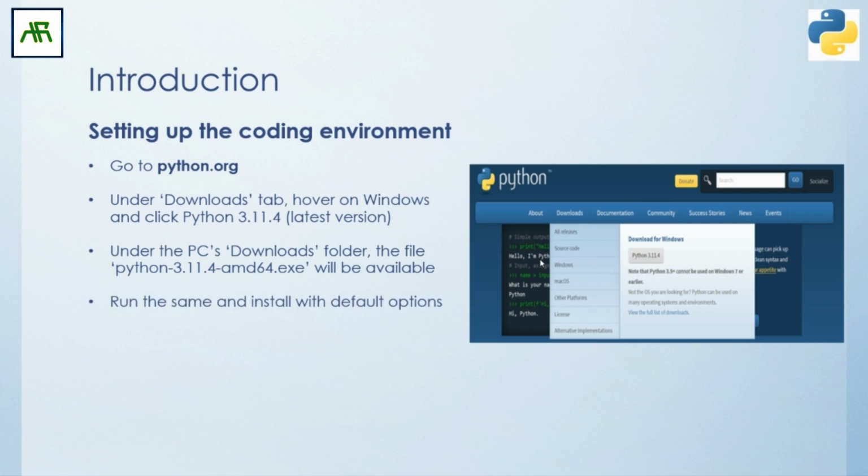AMD64.exe. Run the same and install with default options. Both the Python 3.11 interpreter and IDLE will be ready to use. You will be able to see that. We'll quickly look at how to do it.